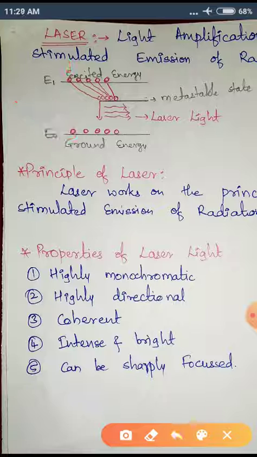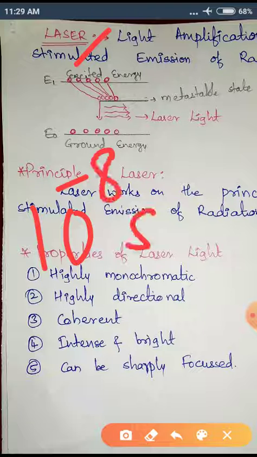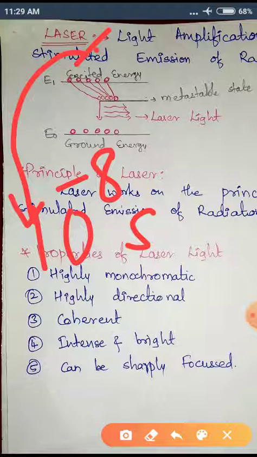When they go to the excited energy state, they stay there for a very small amount of time, 10 to the power minus 8 seconds. The time period for the excited energy state is 10 to the power minus 8 seconds. After this time, they jump back again to the ground energy.